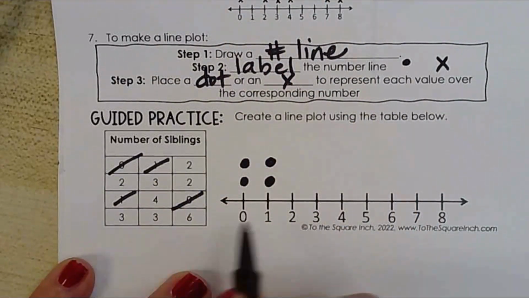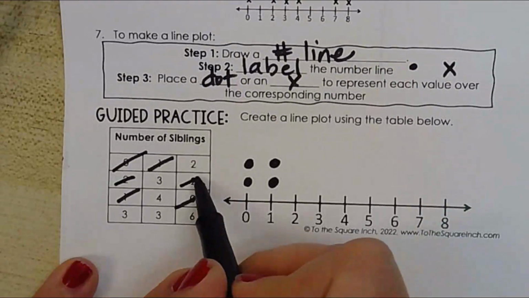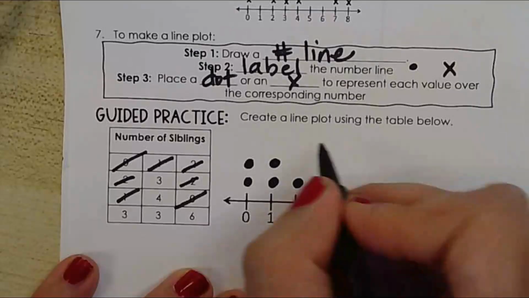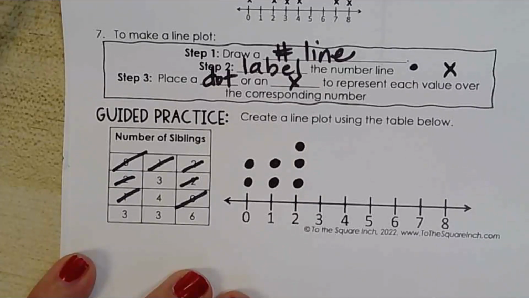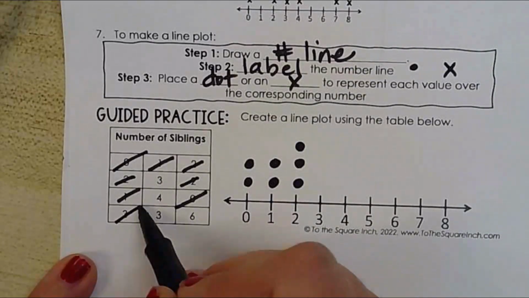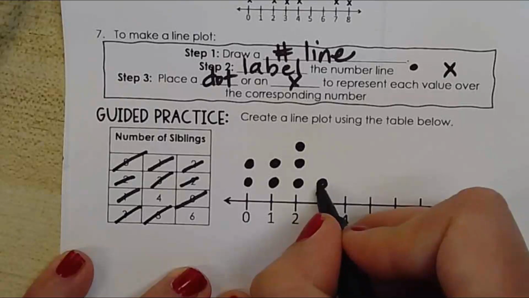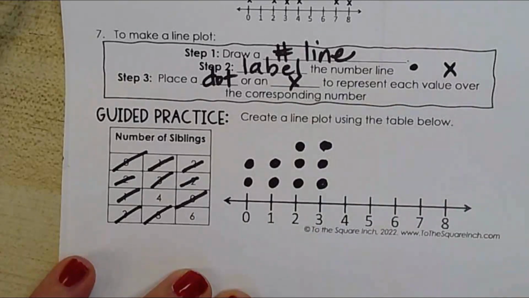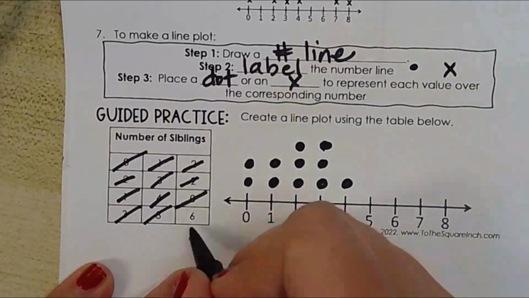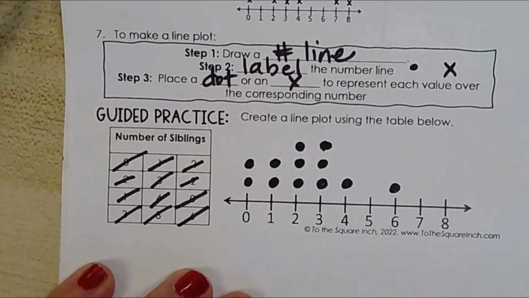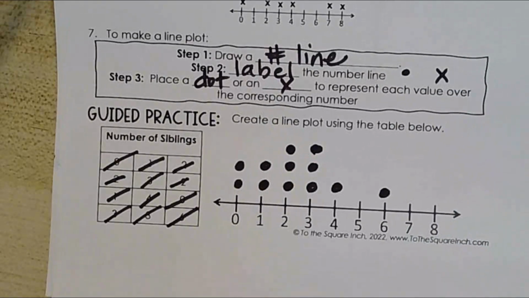Okay? Looking at number 2, how many of them do I have? 3. So here I go. See how I'm trying to make sure they're in perfect rows? Now, is it going to be perfect? No, I'm trying. This is math class, not art class. Okay. Try your best. And then 3, there is 3 of them. And do I have any 4s? 1. Any 5s? No, ma'am. 6s? 1. 7s? No, ma'am. 8? No, ma'am. Okay. So that is a dot plot.